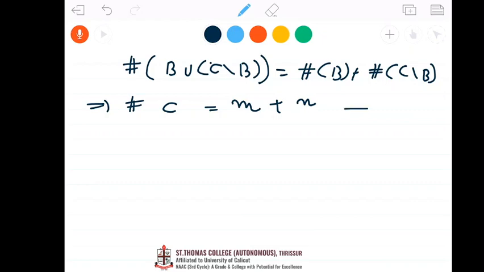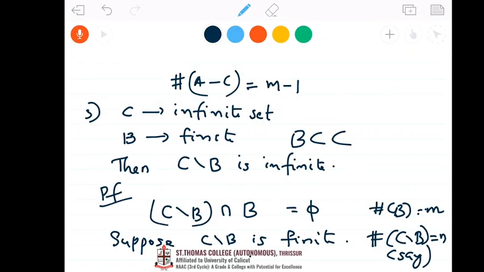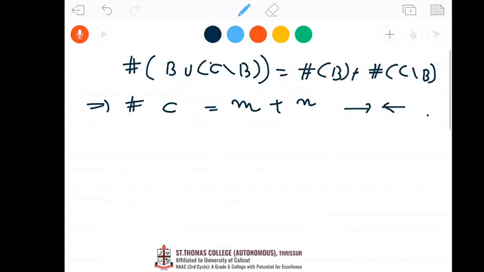So this is a contradiction, since C is an infinite set. So why did we arrive at such a contradiction? Because we have assumed that C minus B is finite. So our assumption is wrong. That means C minus B is infinite.